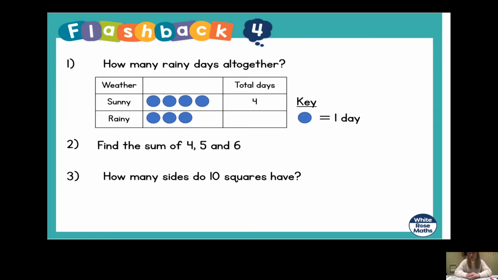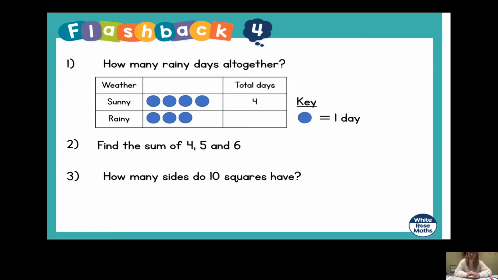Then number 2, find the sum of 4, 5 and 6. Now 2 numbers jump out at me here. Are you able to work out what those 2 numbers are? Because that will really help you. Then number 3, how many sides do 10 squares have? So have a think, how many sides does 1 square have? And then write a multiplication number sentence to find out how many sides 10 squares have.